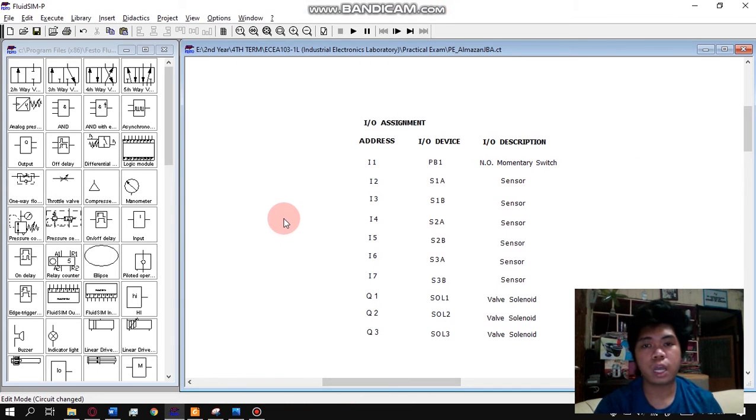So moving on to the I/O assignment, PB1 is a normally open momentary switch that denotes the start of the system operation and has an address of I1. S1A, S1B, S2A, S2B, S3A, and S3B are all sensors which have an address of I2, I3, I4, I5, I6, and I7 respectively. Sol1, Sol2, and Sol3 are all valve solenoids which have an address of Q1, Q2, and Q3.